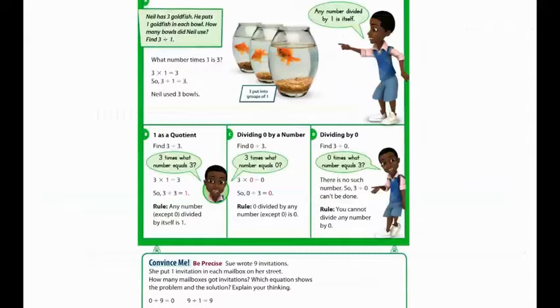bottom. The Convince Me problem's directions say, Sue wrote 9 invitations. She put 1 invitation in each mailbox on her street. How many mailboxes got invitations? Which equation shows the problem and the solution? Explain your thinking. The following Pearson video will review important skills that will help complete this task.